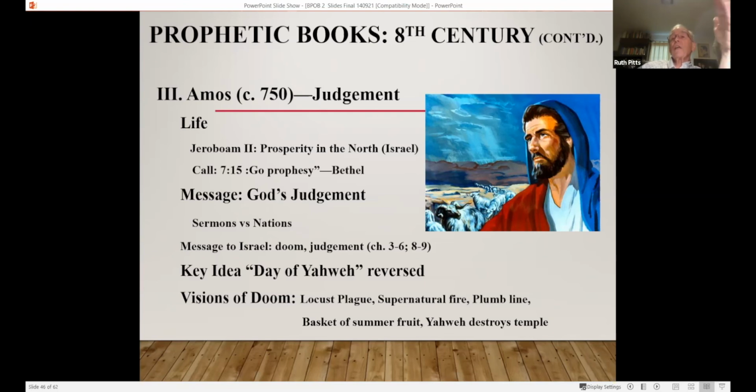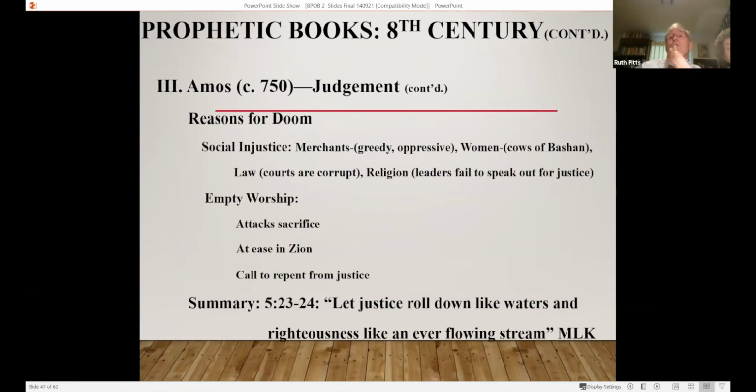So these guys are pretty radical in their messages. Okay, let's go on. So the reasons for injustice, well, you merchants are so greedy and you just oppress the poor. You don't pay any attention to them. The women, the wives of these merchants and so on. The lawyers, they're corrupt. The courts are corrupt. The religious leaders, they don't have enough integrity to speak out against injustice.